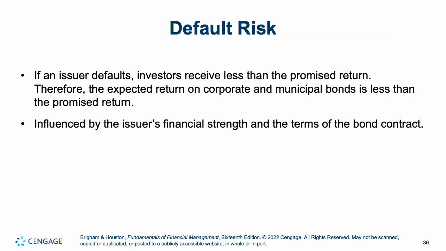What about default risk? If an issuer defaults, investors are going to receive less than the promised return. Therefore, the expected return on corporate and municipal bonds is generally less than the promised return. And it's generally influenced by an issuer's financial strength and the terms of the bond itself.